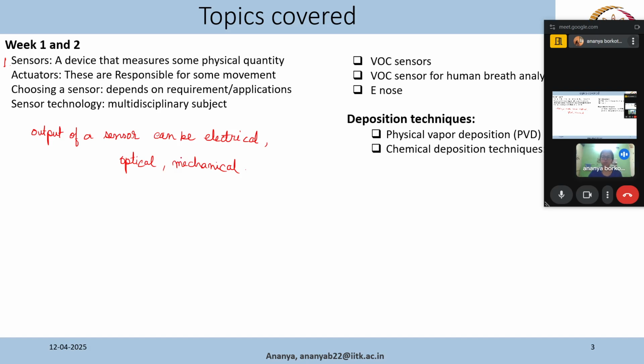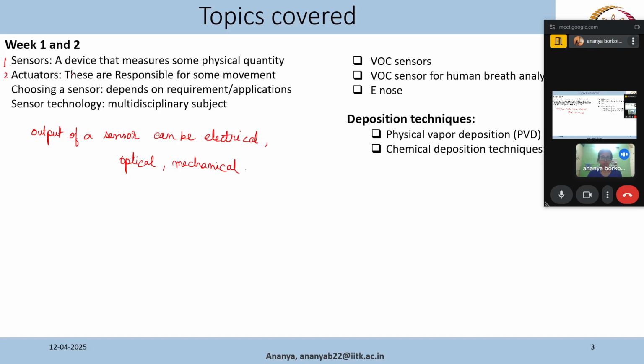The point here is that the output of a sensor should be in a readable format so that people can understand whatever change is happening in the physical quantity. The output reflects that in some readable format. By readable, I'm not saying that it should be written, but at least we can see and identify that something is different, that the physical quantity has changed.